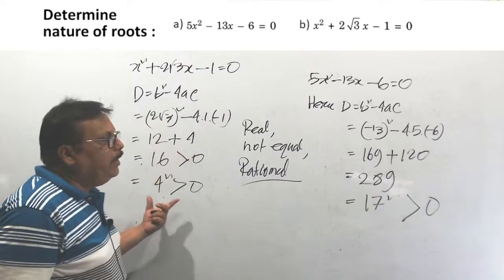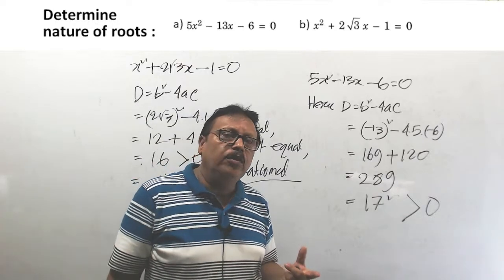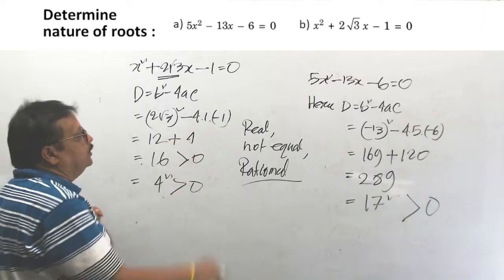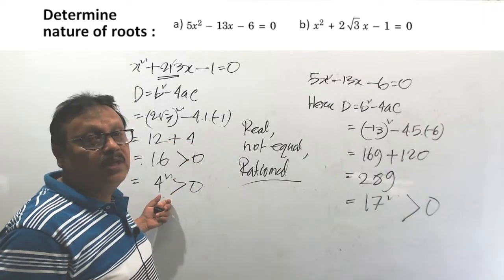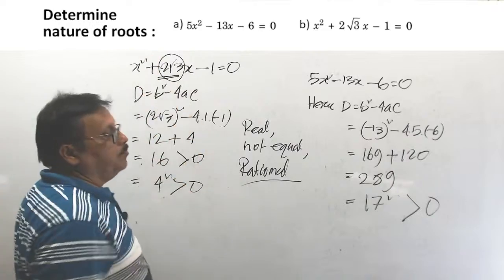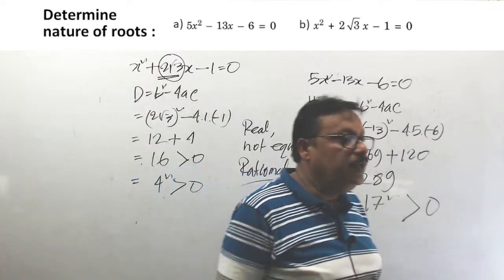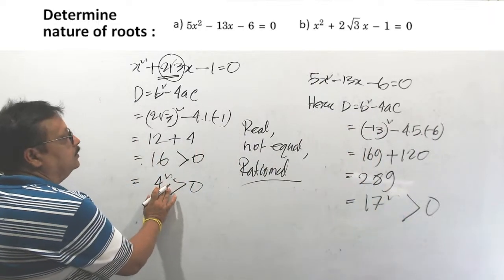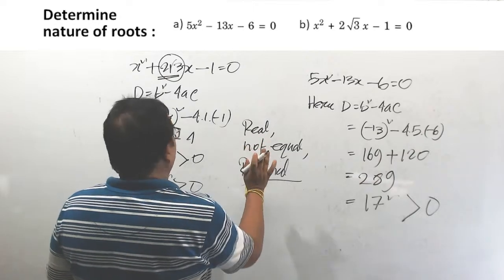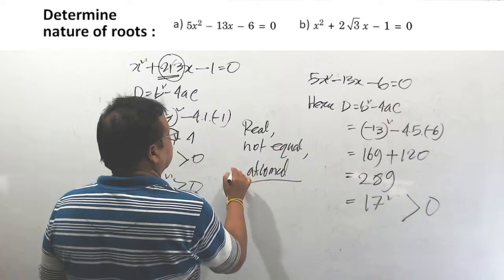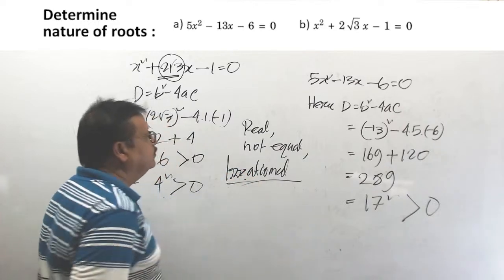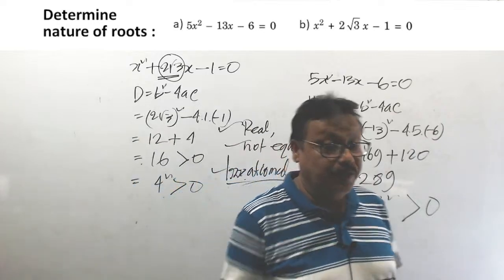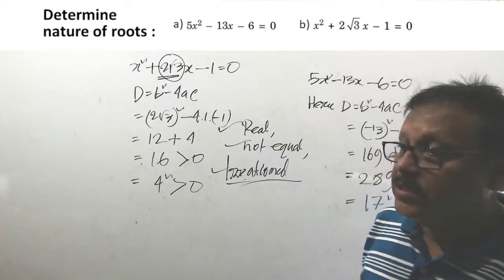This one. Maximum students make a mistake here. Maximum students make a mistake at this point. They write the rational number, but it is not rational roots, because here b is irrational. In the condition discussed, b is irrational. So here, though it is a square number, it will be what? Real, correct, not equal, and irrational. Irrational. Real, not equal, and irrational roots. Understood? Remember.